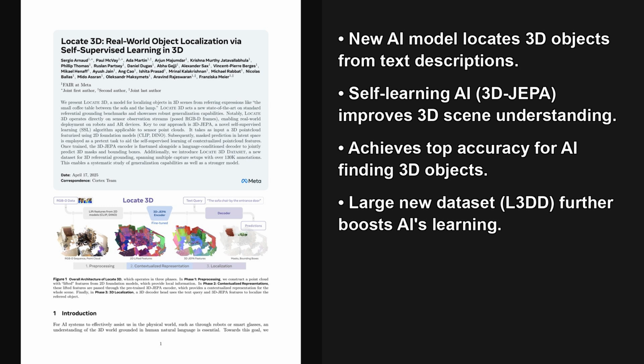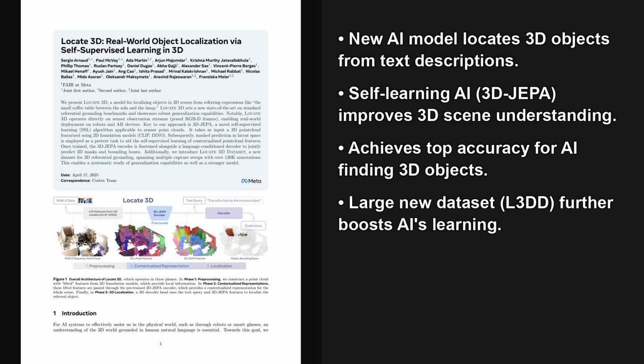Alright, so a really key part is that Locate 3D can operate directly using sensor observation streams, such as posed RGBD frames. These are essentially color images paired with depth information that also tell you where the sensor was, making it practical for real-world applications on robots or augmented reality devices.